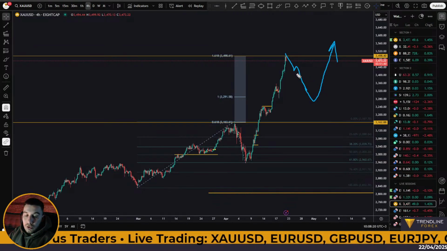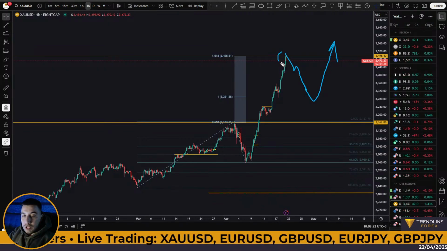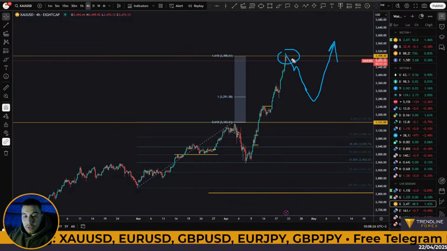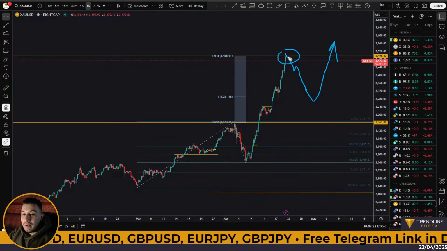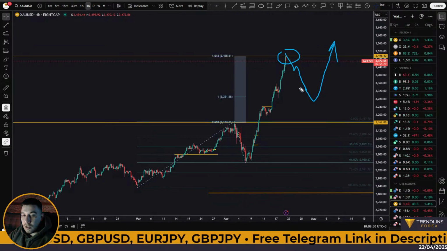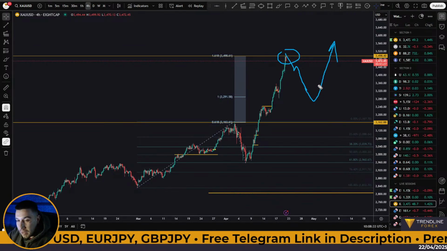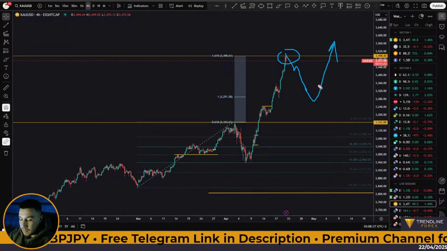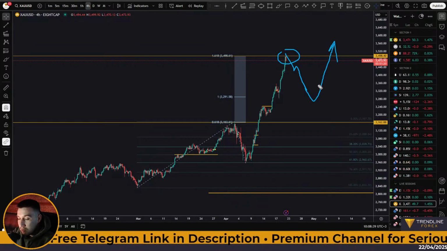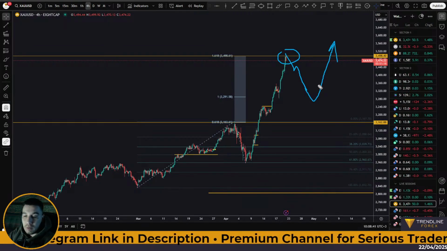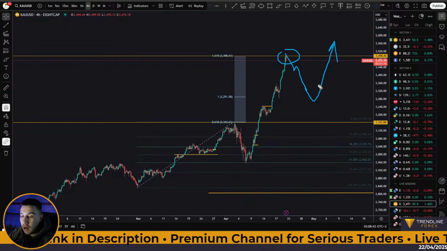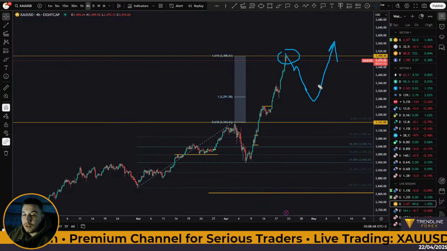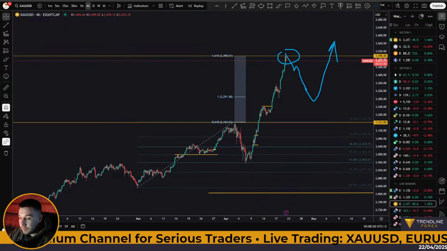So if we see this pullback happening, well then, do you want to trade that? Do you want to go against the trend and look for short-term selling opportunities? This is completely up to you. But me personally, I don't take those trades. Even if the pullback carries on for, let's say, a few days, even if we are in a pullback until the end of the week, I'm most likely not going to be looking for selling opportunities.